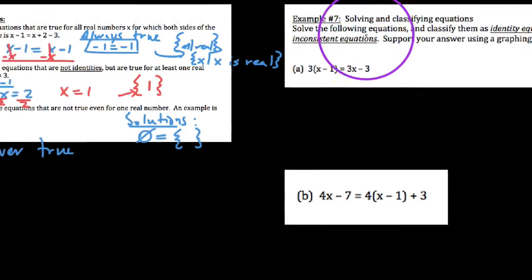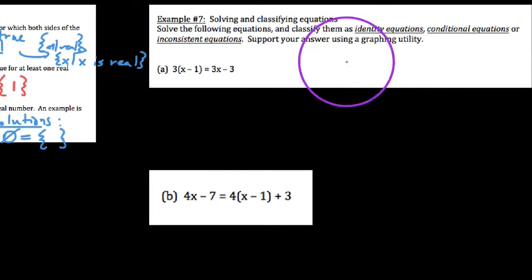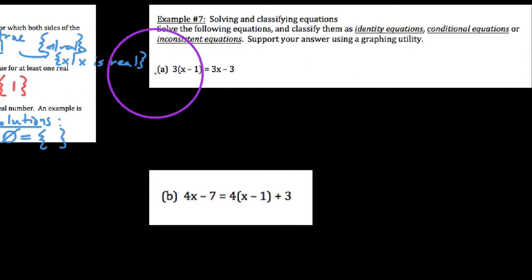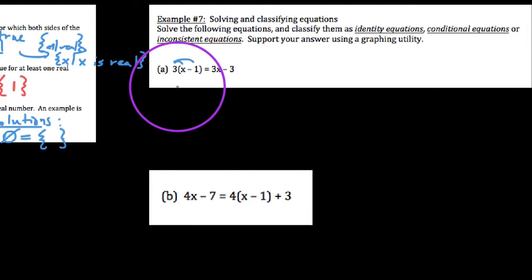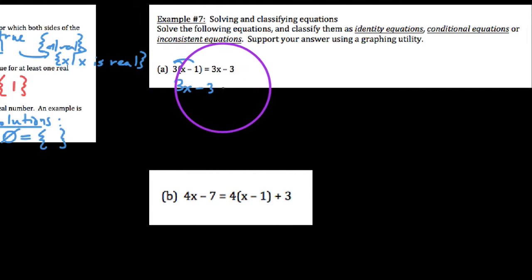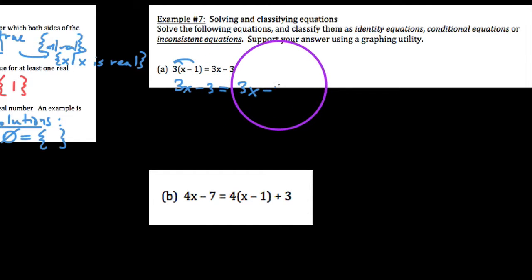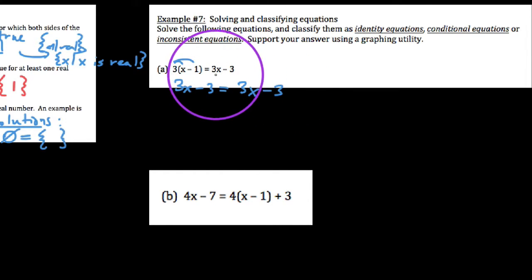So what I'd like to do is solve the following equations and then classify them as identity, conditional, or inconsistent, but also support our answer using a graphing utility. So with this first equation here, I don't know if anybody already sees it, but after we simplify both sides, we get a statement that I'm going to point out here. It's always a true statement. I mean, this is always equal to this. So this is an identity.